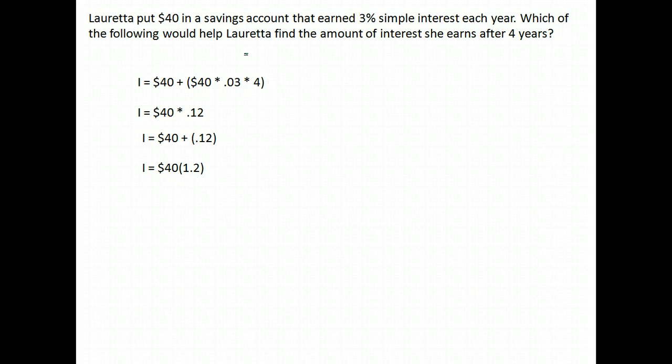All right, here's Loretta. Loretta put $40 in a savings account that earned 3% interest each year. Which of the following would help Loretta find the amount of interest after 4 years? So remember, our interest is equal to our principal times our rate times our time. Her principal was $40. Okay, so now we have interest equals $40 times her interest rate was 3%. Remember to move the decimal two places to the left. So it'd be times 0.03 times the amount of time, which was 4 years.